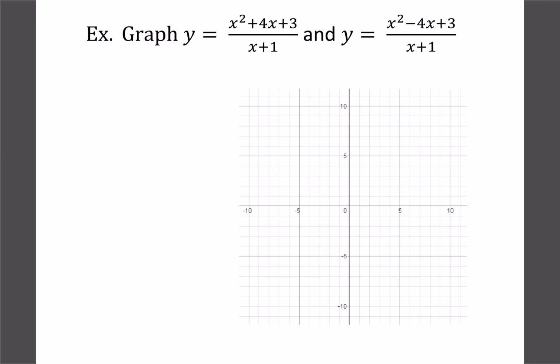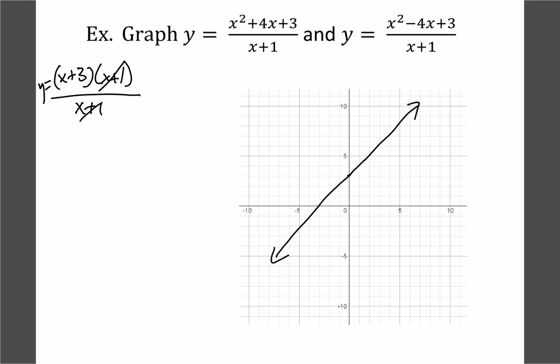So here's another one, looks kind of the same. So if we factor the first equation, we would get x plus 3 and x plus 1 over x plus 1. So those would cancel. So our equation would be just y equals x plus 3. So that'll just be a straight line, sort of like that. And we know that we have a discontinuity point at -1. So at -1 and 2 would be where we're discontinuous. So that's the first equation.